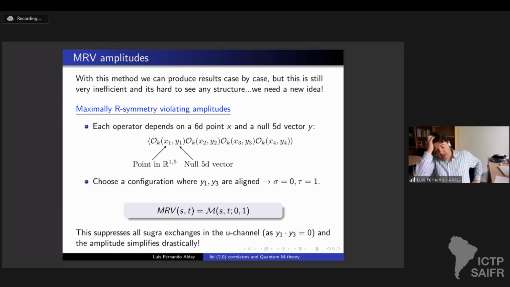So the beauty of this is that this suppresses all supergravity exchanges in the U channel because they are all proportional to y1 dot y3, and the amplitude simplifies drastically.